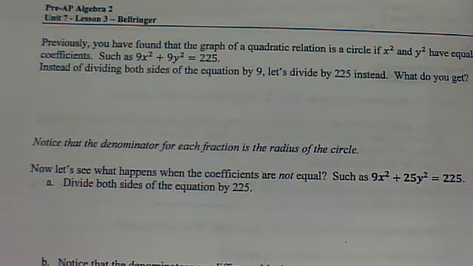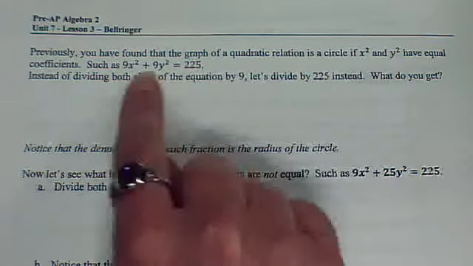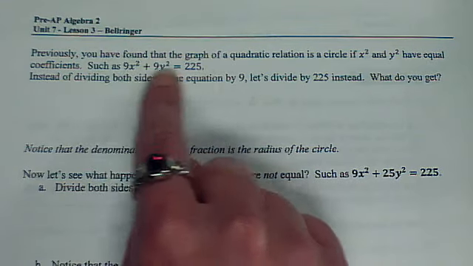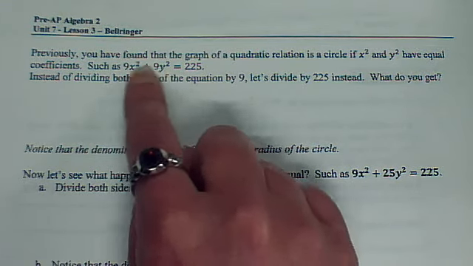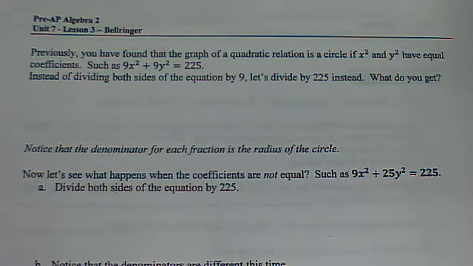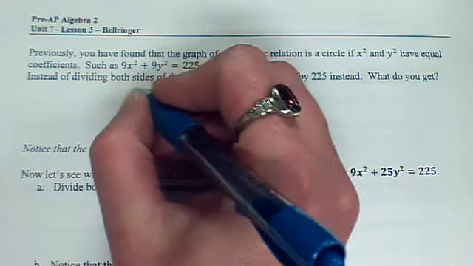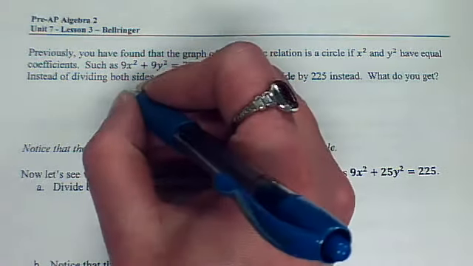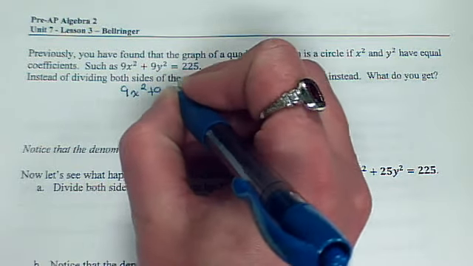Now previously we talked about circles. Now we get a circle if we have the same coefficients in front of our x squared and our y squared, because when you divide through, they wouldn't have a coefficient there, right? Well, let's think about what's going to happen if instead of dividing through by 9, we divided through by 225 instead. There is a method to this madness, by the way, so just follow through with me.